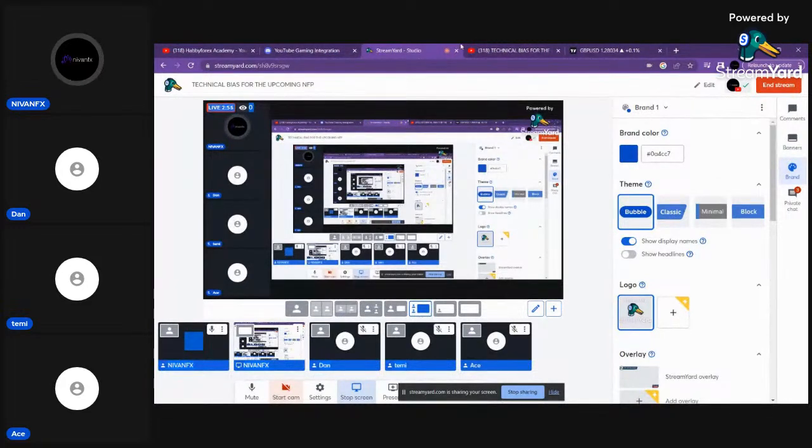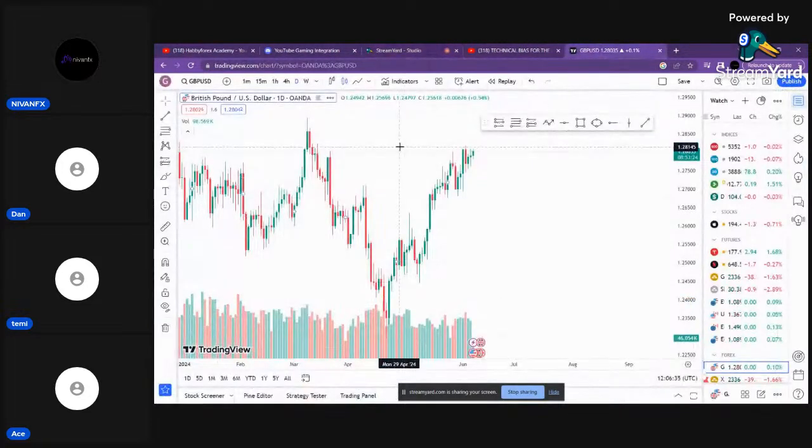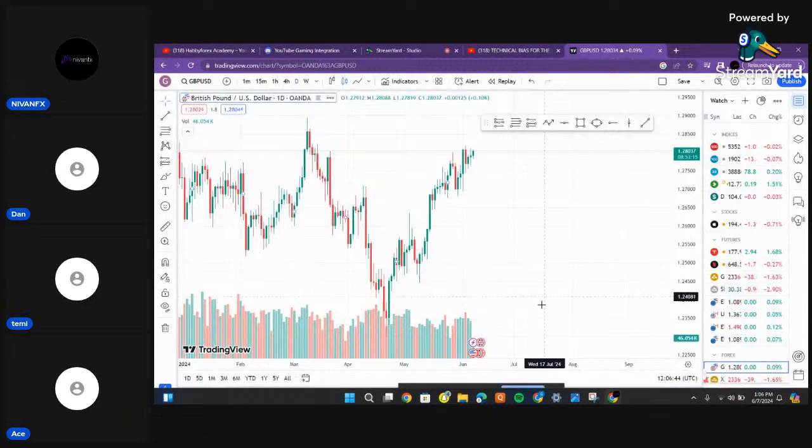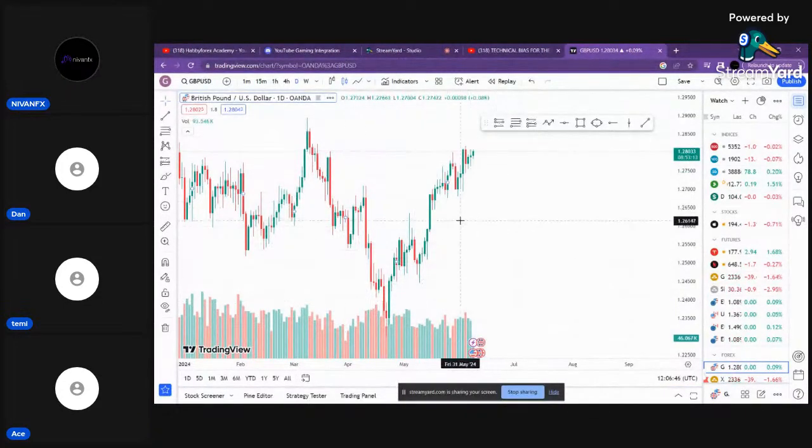So let's move on to the analysis of today. This is GBP USD. That's the first pair we'll be looking at today for our analysis. And this is a daily time frame, right?